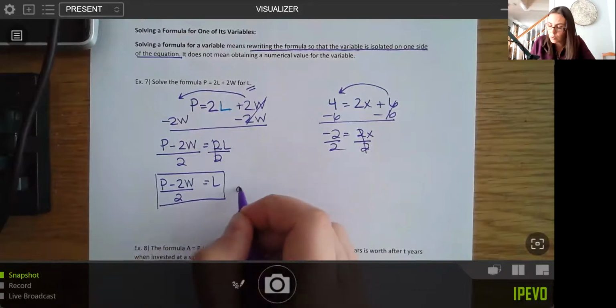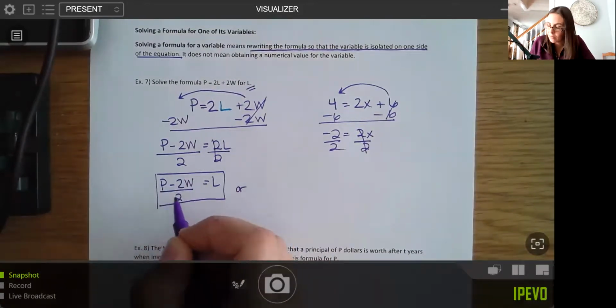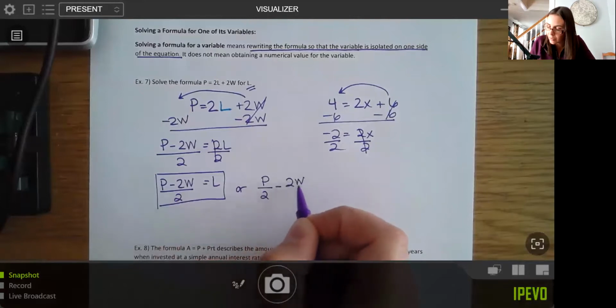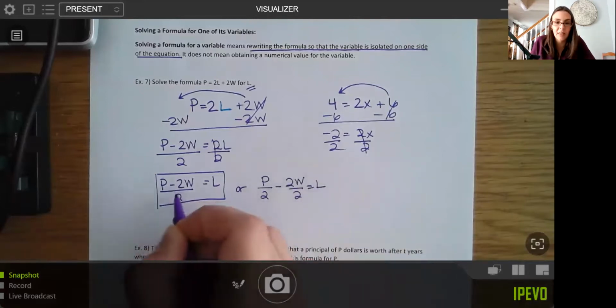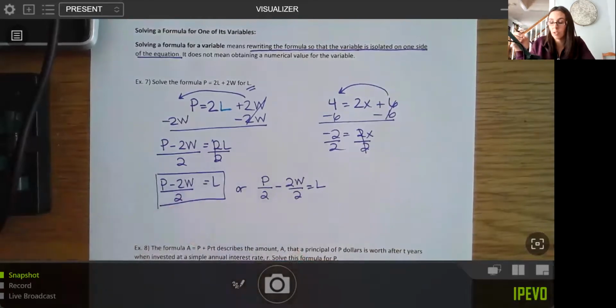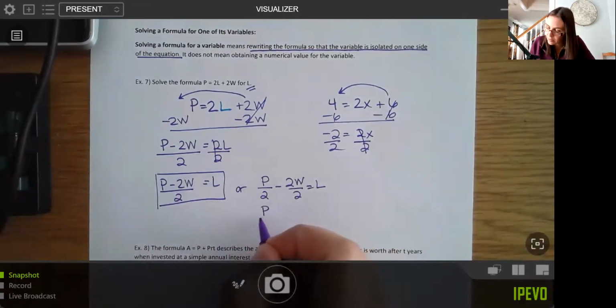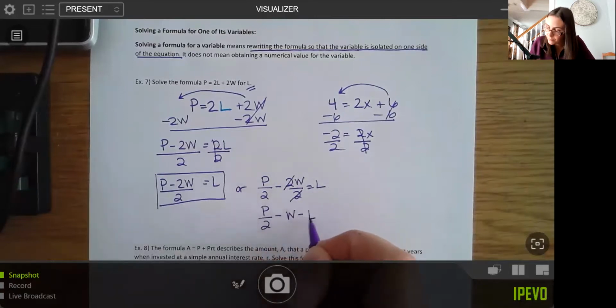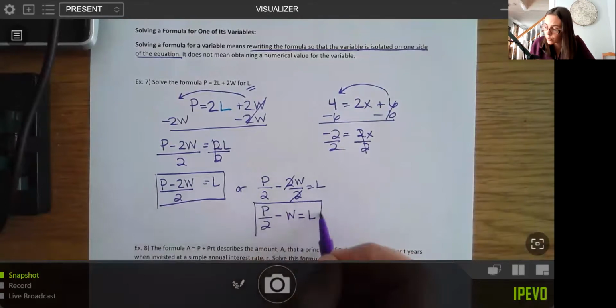Or if you want to, you could actually separate this out. And if you do that, you're going to put each piece over the 2 like this. So all parts have to get that 2. And then you simplify individually. So p over 2 stays, but I could cancel these ones out and just get minus w. This is also correct.